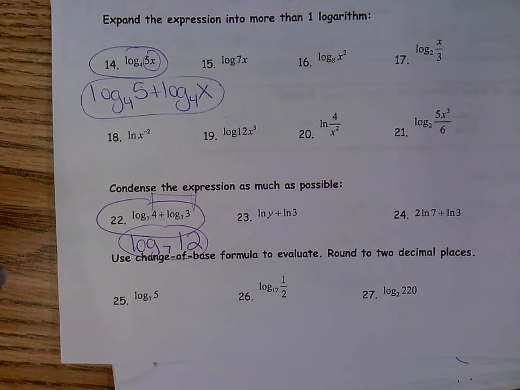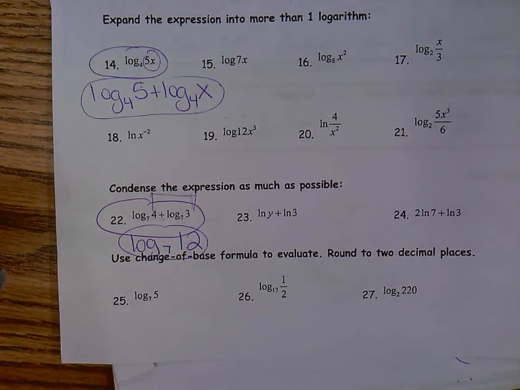But for now, practice using, go all the way up through 27. If you want to use your calculator for 25, 26, 27, that's good. Round to 2 decimal places. And that'll probably be where we end. I don't know if we'll have time to do more than that today.